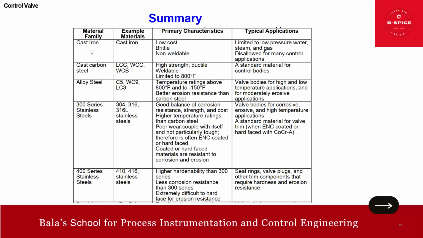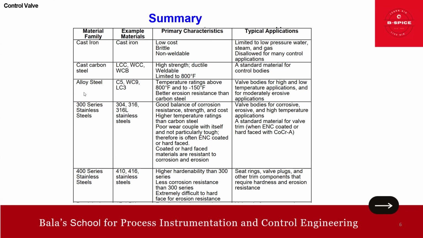Now we talk about cast iron. So we have cast iron, right? It's low cost, brittle, non-weldable. Then it is limited to low pressure water, steam, gas, and not allowed for many control applications. So with that, we will reject this. Now we go to carbon steel, WCC, LCC, WCB. It is high strength, ductile, weldable, and limited to 800 degrees Fahrenheit. This one we need to watch out for. This is the standard material for control valve bodies, but again I'm saying we need to align with the piping spec.